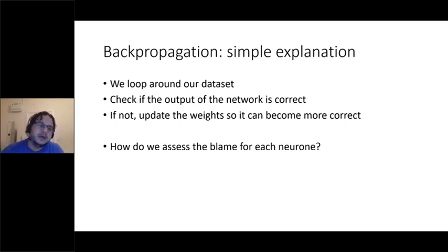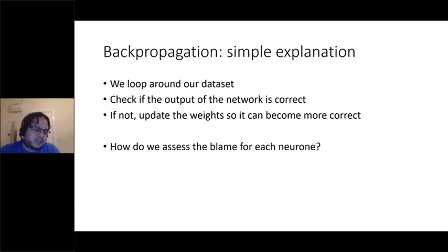So what we do in backpropagation is loop around our data set. We check if the output of the network is correct. If it is not, we update the weights so it can become more correct. That is what I just said. So how do we assess the blame for each neuron? We have multiple neurons, and we are going to see which neuron is more responsible for this error. That's the goal. The neuron that is more responsible for the error will receive obviously more change.